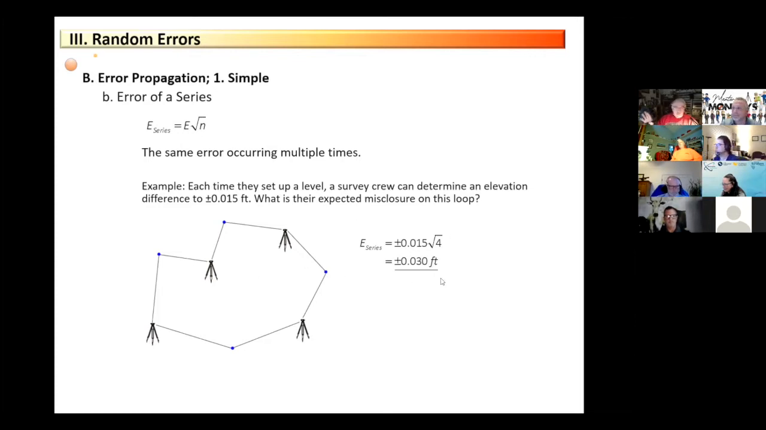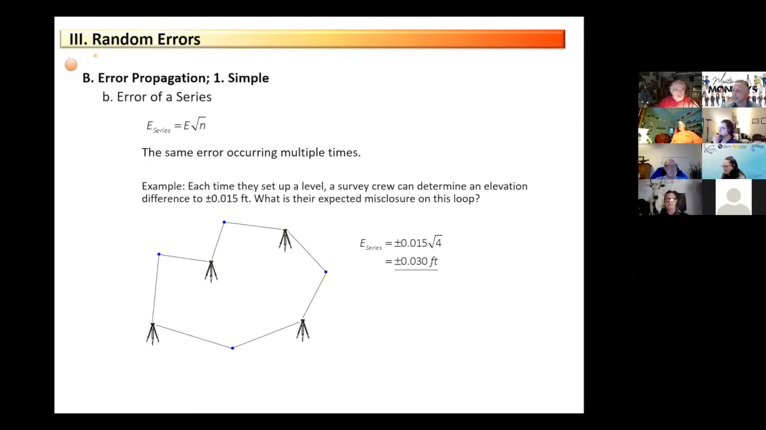If you look at the FGCS specifications for geodetic leveling, and they give loop misclosures or link misclosures, it's always in terms of a constant times the square root of something. Well, in this case, if this crew can determine elevation differences within an uncertainty of 0.015 feet every time they set up the instrument, then if they set it up 4 times, we expect their misclosure on that circuit to be plus or minus 0.03 feet. Because it's the same error accumulating repeatedly, we just take it times the square root of the number of chances it gets to occur.